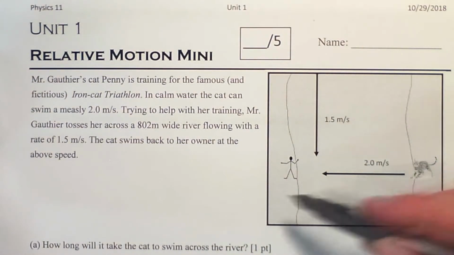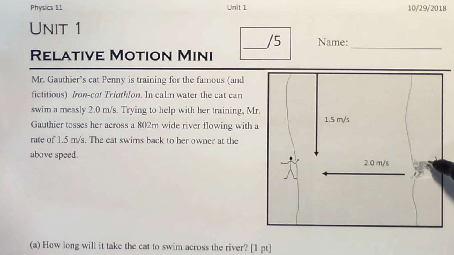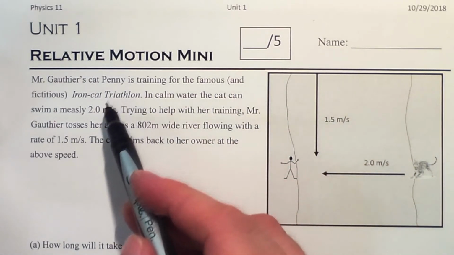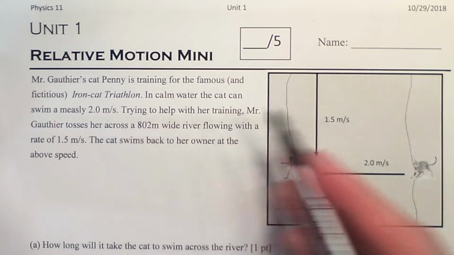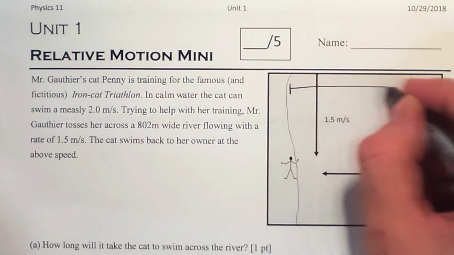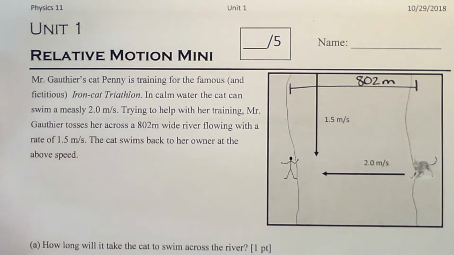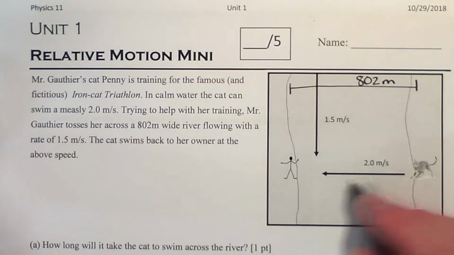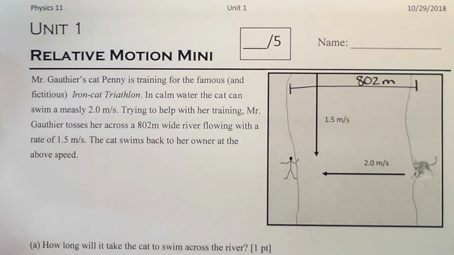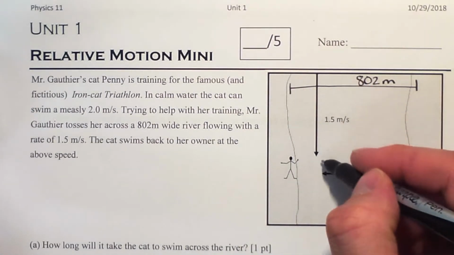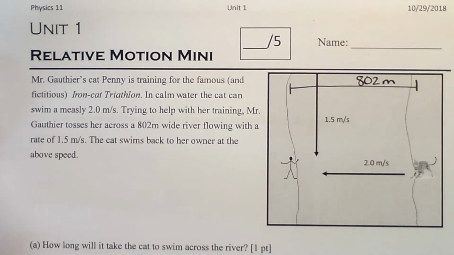It says we have a cat that's been thrown across the river, and the cat has an ability to swim at 2 meters per second. The river itself is 802 meters across. The cat can swim 2 meters per second in any direction. The river itself is flowing at a rate of 1.5 meters per second.